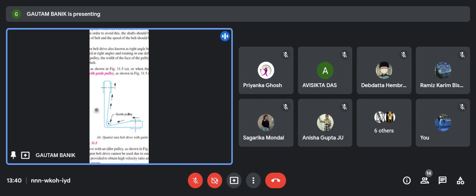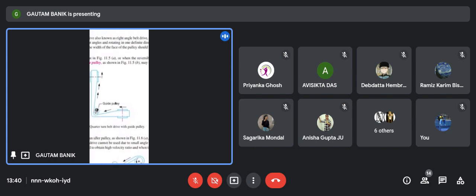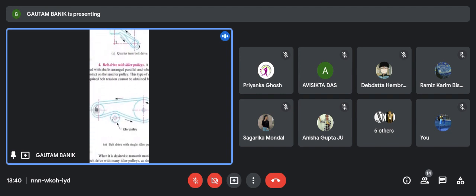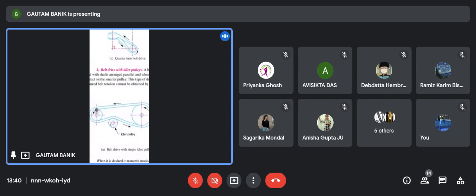And in this position, the guide pulley rotates, due to the belt rotating, or power transferring. Then the guide pulley also rotates in the clockwise direction. This is the quarter turn belt drive with the guide pulley. And this is the flat belt drive with the help of a guide pulley.